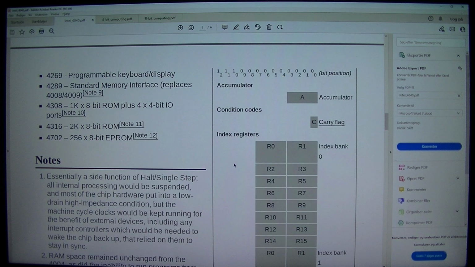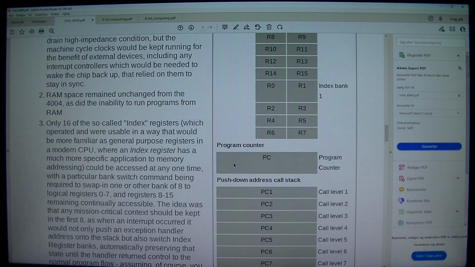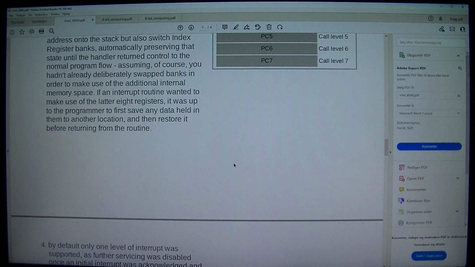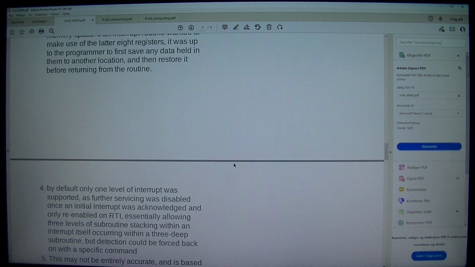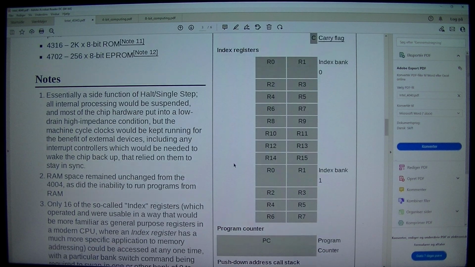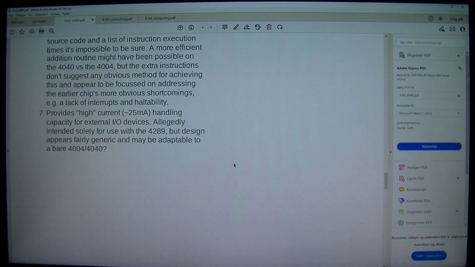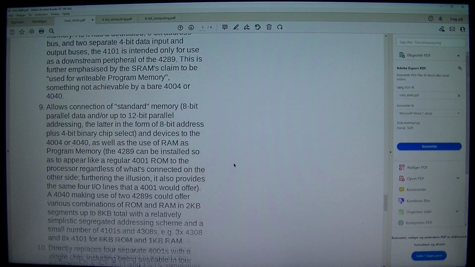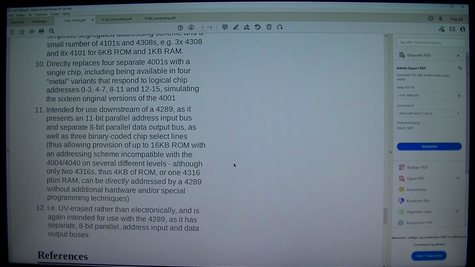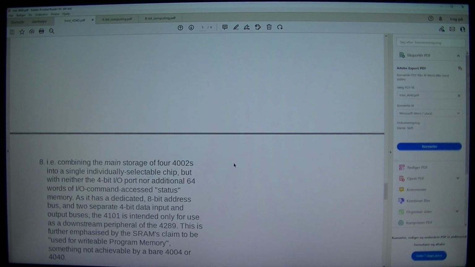4269 programmable keyboard/display. 4289 standard memory interface, replaces 4008/4009, Note 9. 4308 1kx 8-bit ROM plus 4x 4-bit IO ports, Note 10. 4316 2kx 8-bit ROM, Note 11.